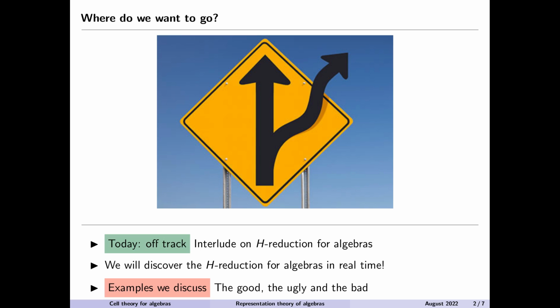I was thinking about this problem for a while, trying to study those examples. The good, the ugly, and the bad, which is certainly the wrong order, but that's just how they came up. It took me a month to realize that this was actually all done in the 50s already. Anyway, we'll discover it in real time, and then we'll see the statements from the 50s, and you get a really smooth introduction to cell theory for algebras. Just now we have something linear, so it gets a bit more complicated. But it's always good to start with examples.